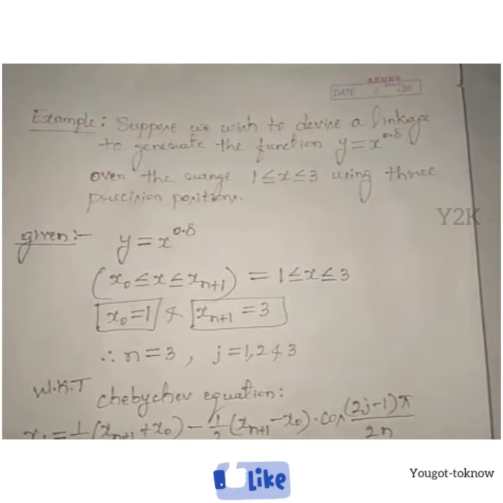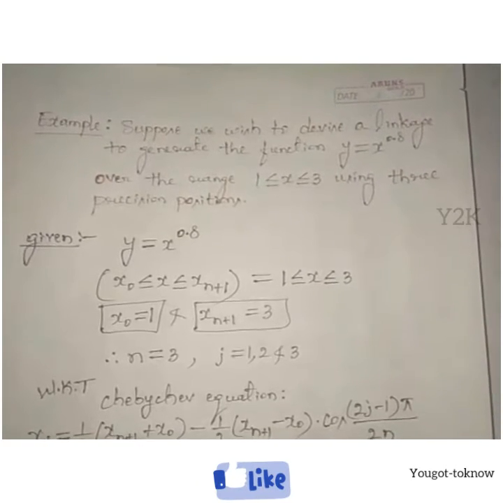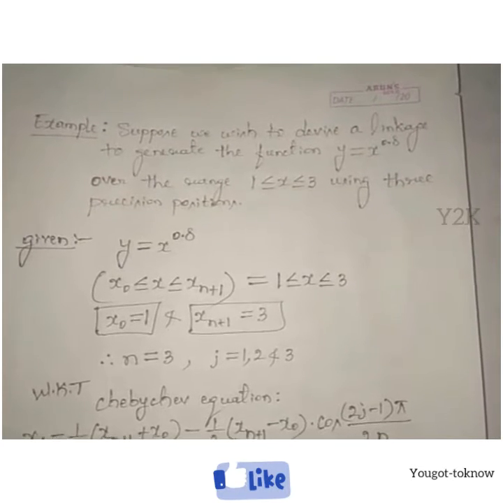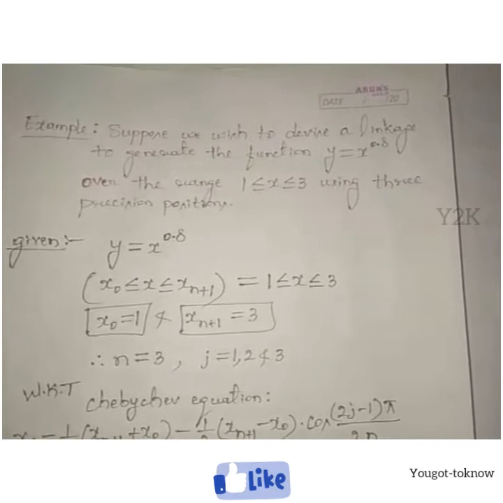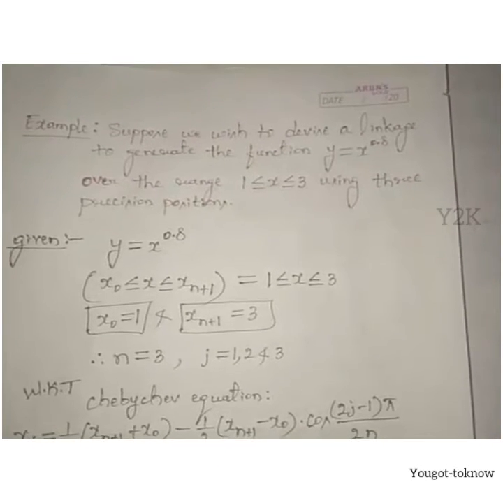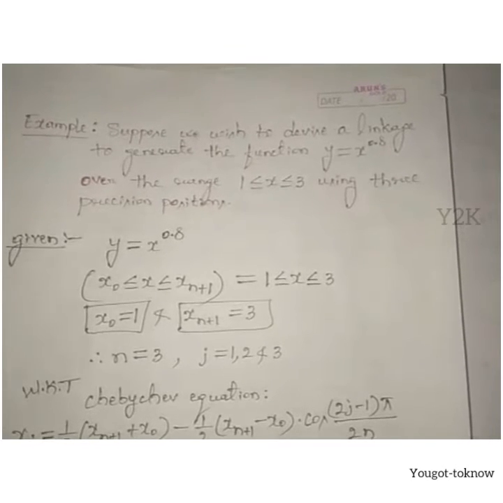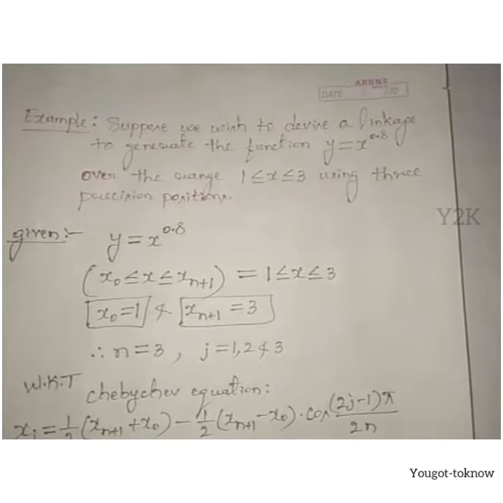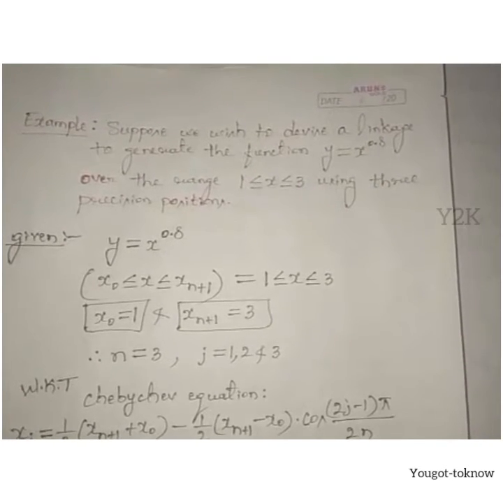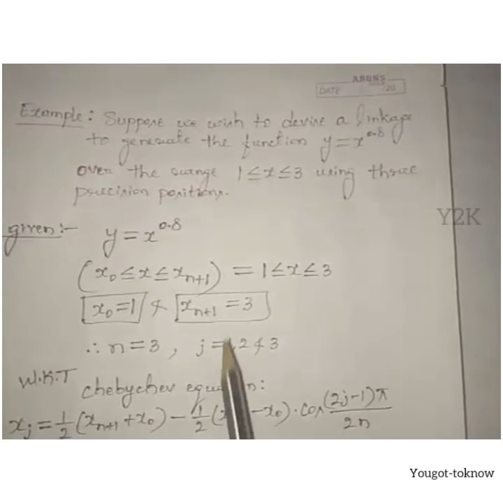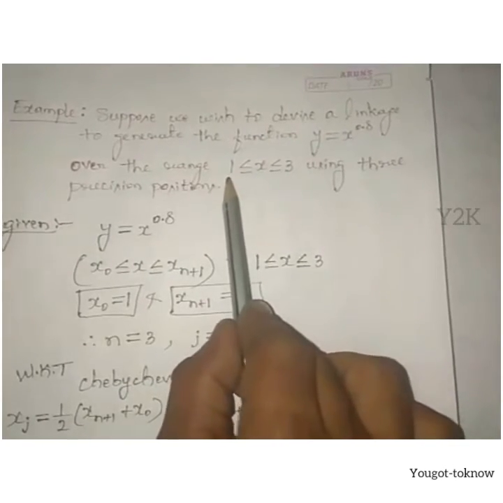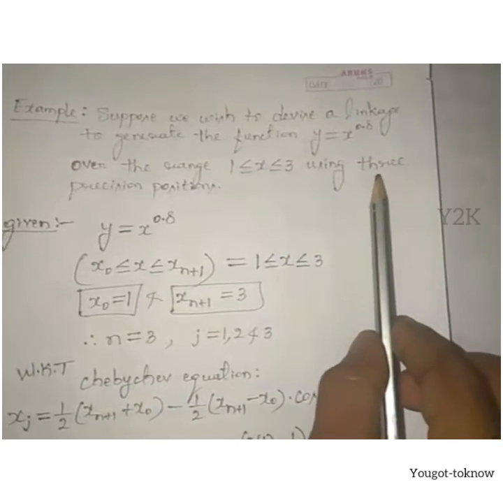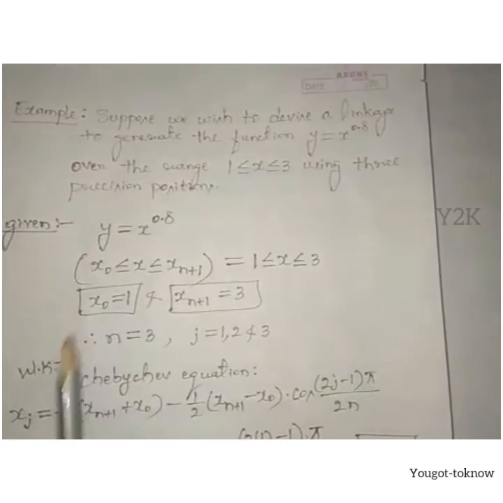Here we can see an example on Chebychev spacing. According to this example, the function of the mechanism is given, that is y equals x to the power 0.8, and x is the position of the input crank. It varies from 1 to 3. Between 1 and 3 we have to find 3 precision positions.